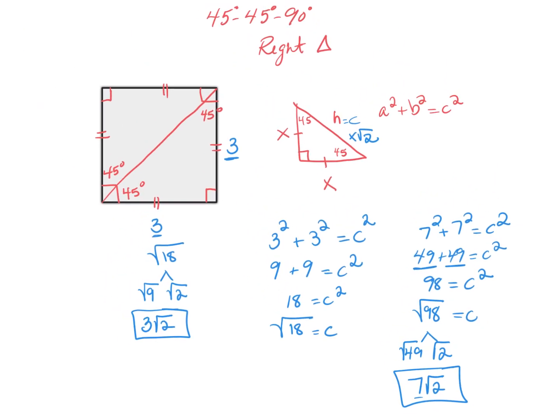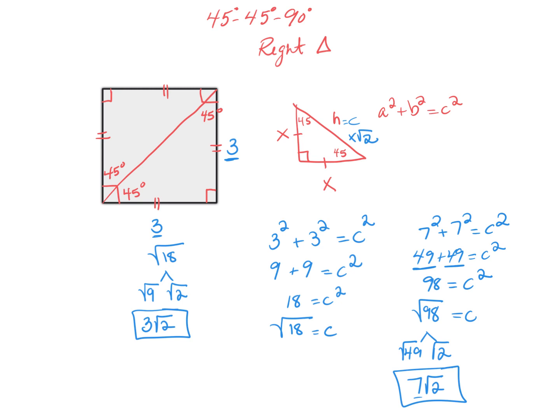So regardless of whatever measurement the leg of the triangle is, the legs will always be the same measurement because it comes from a square, and the hypotenuse will always be the length of the leg times the square root of 2. So this is kind of like a shortcut.